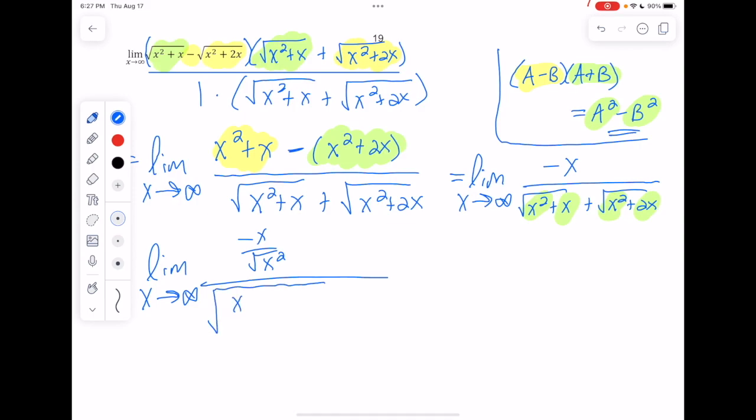So we have the square root of x squared over x squared plus x over x squared, plus a new square root where each of those also gets divided by x squared. And then we start thinking about what happens as x goes to infinity.